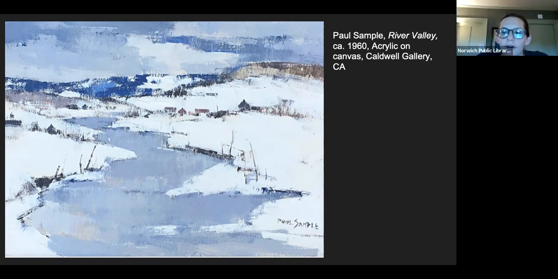We have a question from Taylor Rossini. Thanks, Sophie. What was the relationship between American folk art and a so-called fine arts education, like the one Sample received? Had folk art been absorbed into the teaching canon by the time Sample was studying painting?